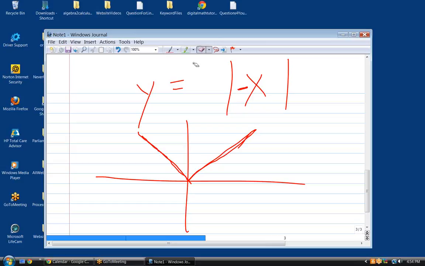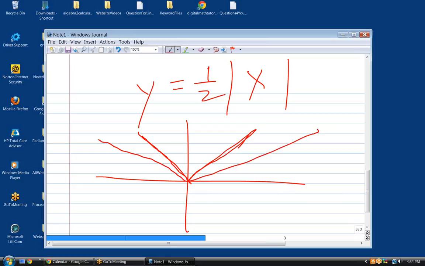Okay? So we know what the effect of putting a number in front of the function does. It makes it skinnier if that number is greater than 1. If that number is less than 1, in other words, let's put a 1/2 there, then it flattens it out. It makes it like this, so that the slope of this line is 1/2.